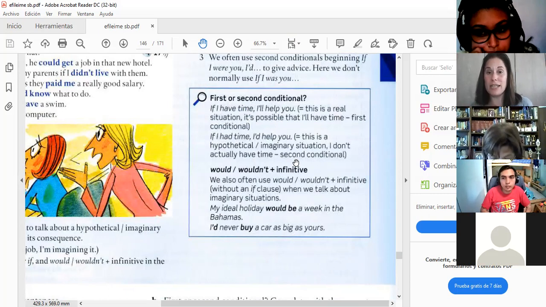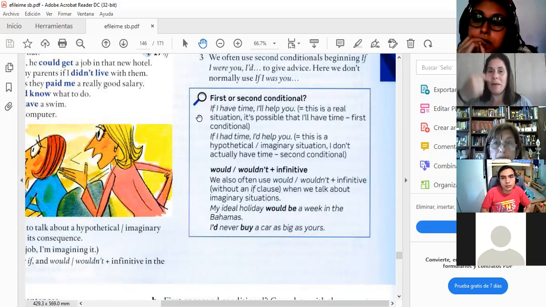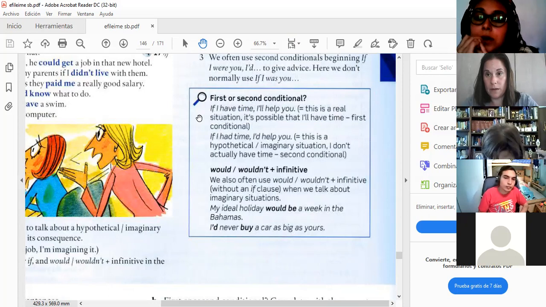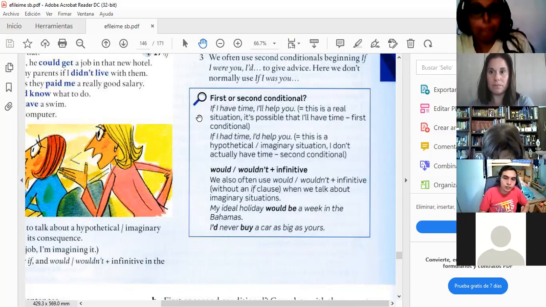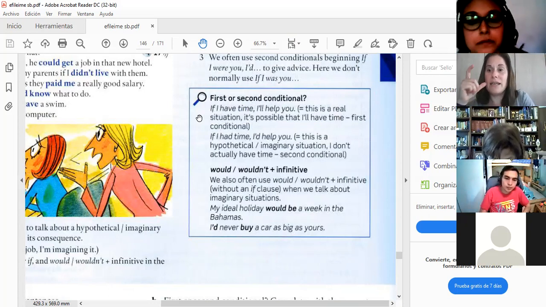What is different is the intention that you have. So if you say, "if I have time, I will help you," it's possible that I have time. But in the second, you say, si tuviera tiempo, te ayudaría. Pero no lo tengo. You understand? There is a difference of intention. You have to remember that.